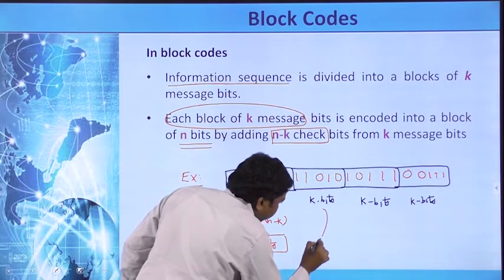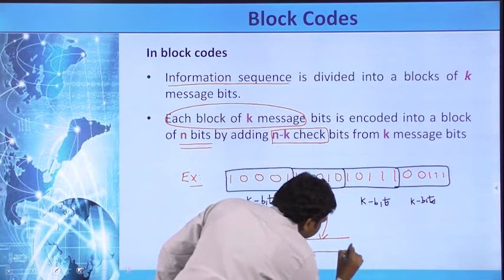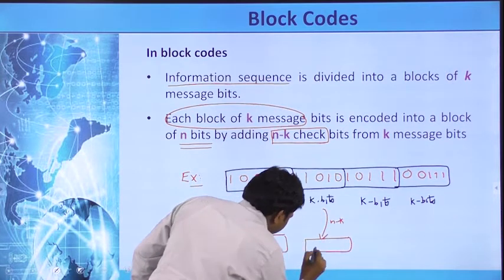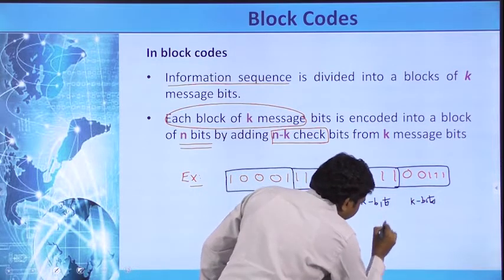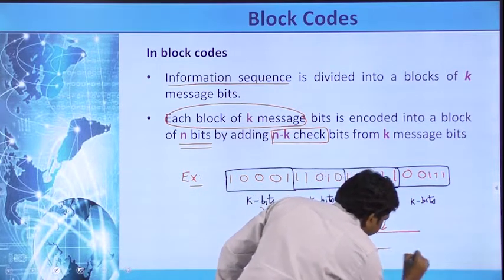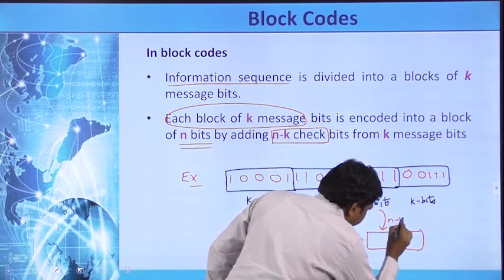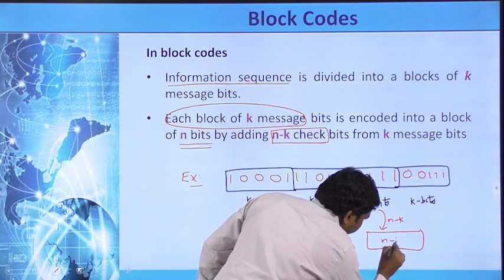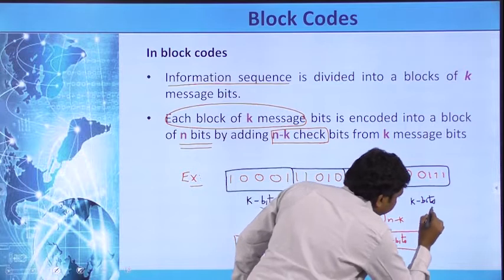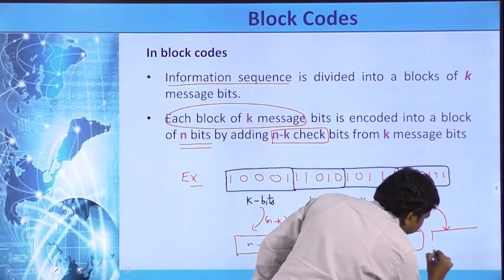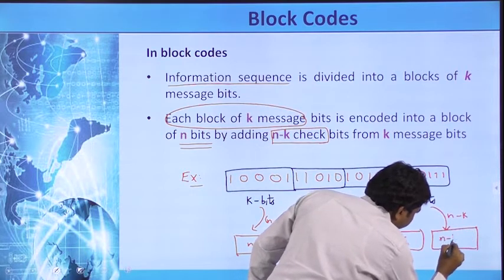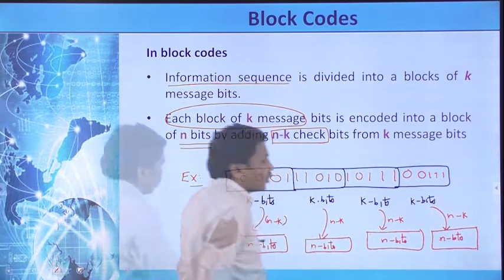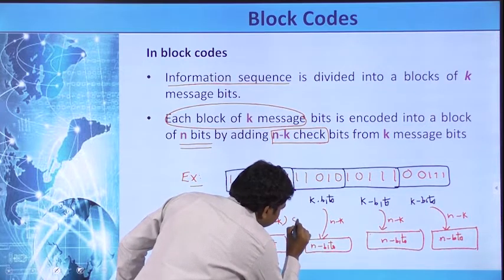Similarly, for this one we are adding n minus k check bits. This one is also n bits. Similarly, for this block also we are adding n minus k check bits. Similarly, for the last one, with n minus k check bits, you get n bits. So that is the meaning of it. n minus k is nothing but the number of check bits. You can call them check bits.